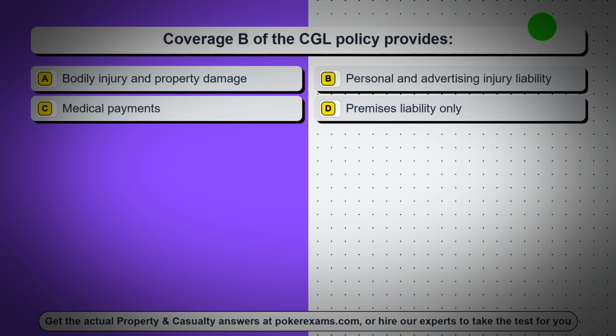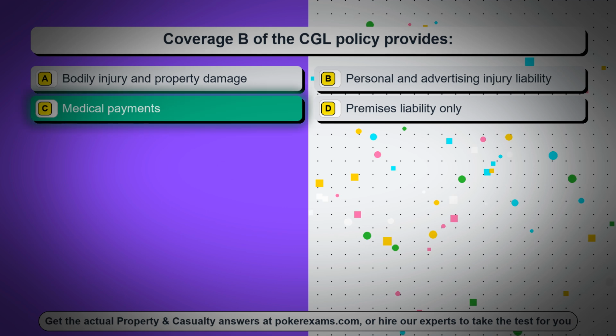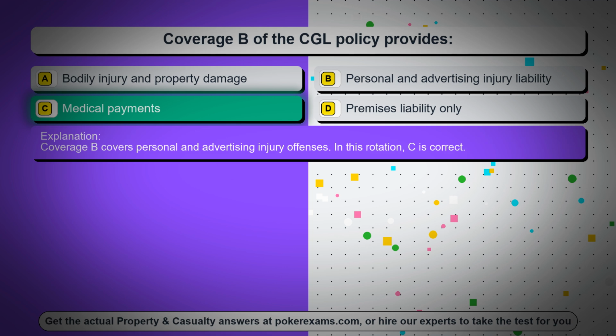Question 68. Coverage B of the CGL policy provides: option A, bodily injury and property damage; option B, personal and advertising injury liability; option C, medical payments; option D, premises liability only. The correct answer is option C, medical payments. Coverage B covers personal and advertising injury offenses. In this rotation, C is correct.